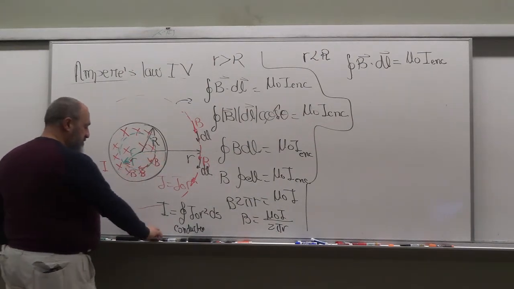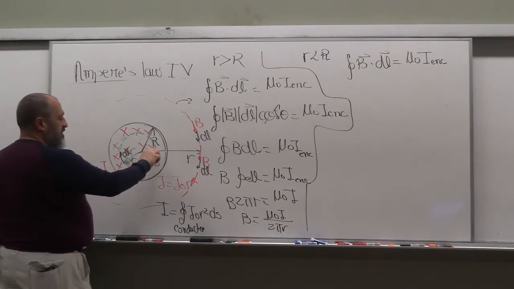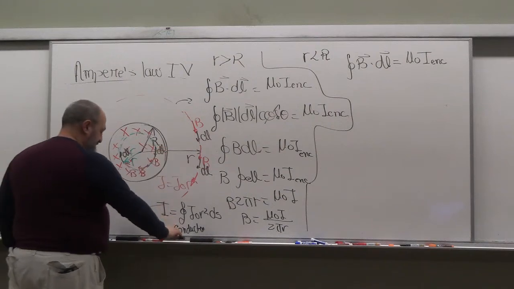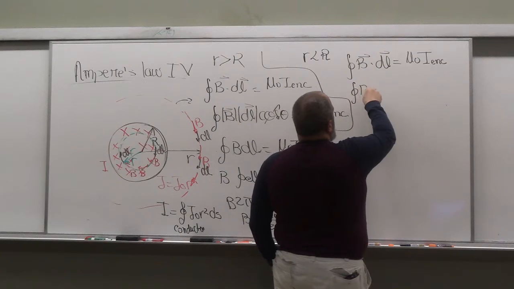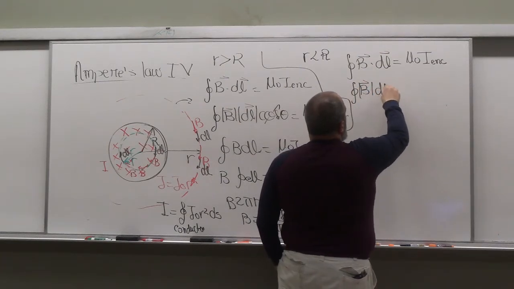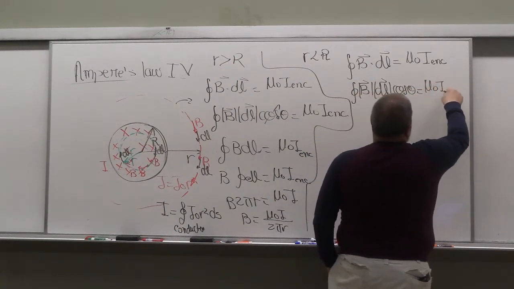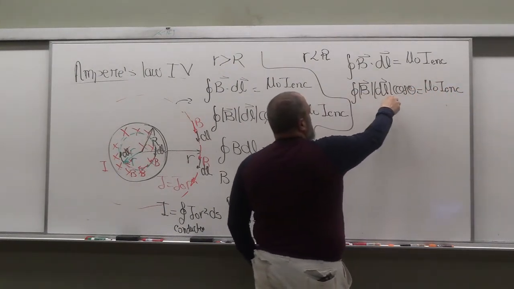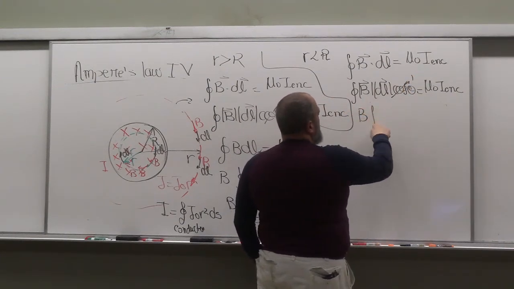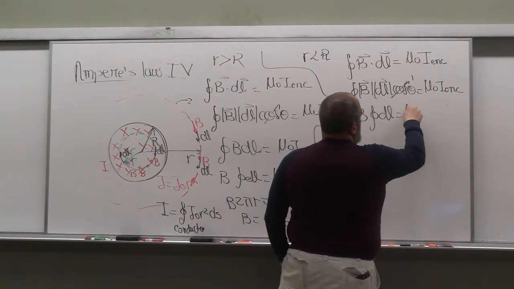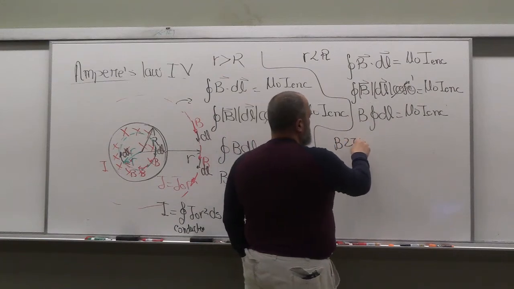Because that's the only thing we can do. And if that's the case, and this is dl, and this is dl, the angle between B and dl is 0, same trick. So again, no harm in writing this out as B dl cos of the angle between B and dl equal to mu naught I enclosed, and this is 1 because the angle is 0. B comes out of the integral. B integral of dl is equal to mu naught I enclosed. Same thing, just to give us that this is B times 2 pi r.